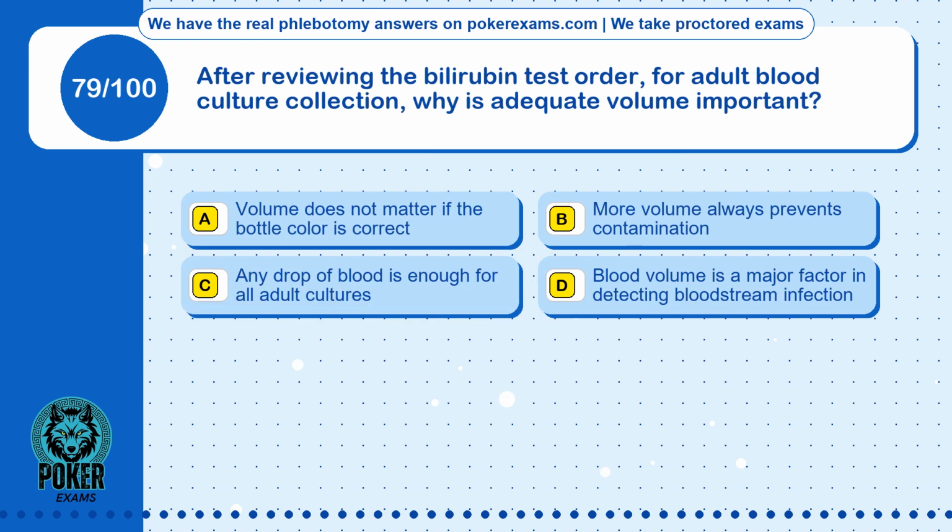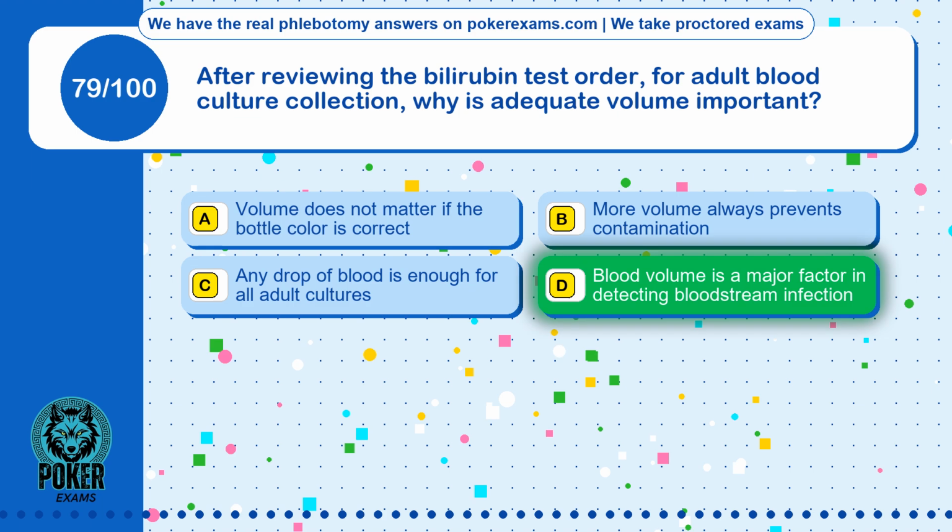Question 79. After reviewing the bilirubin test order, for adult blood culture collection, why is adequate volume important? Option A. Volume does not matter if the bottle color is correct. Option B. More volume always prevents contamination. Option C. Any drop of blood is enough for all adult cultures. Option D. Blood volume is a major factor in detecting bloodstream infection.